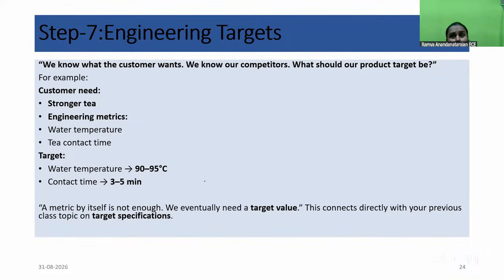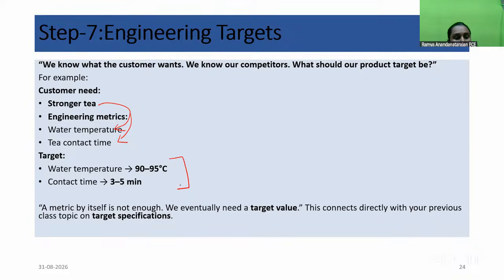So now we have compared, we need to have certain target, only then we can work towards the target and achieve it. So we know what the customer wants, we know our competitors. So what should our product target be? Only if we fix the target, we can work towards it and get the best rating from the customer. So for example, the need of the customer is strong tea, that is converted to engineering metric as water temperature and contact time. If it has been converted and the competitive benchmarking is done, we have to set the target.